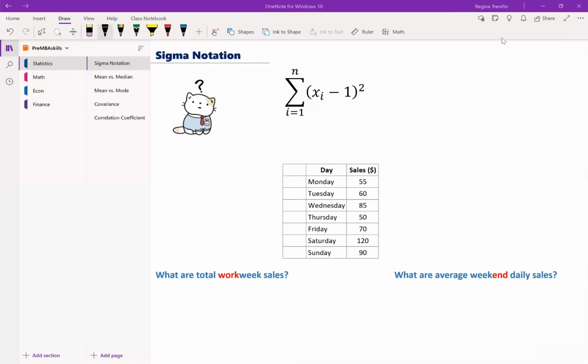Hi, I'm Dr. Regina Trevino, and in this video we're going to talk about sigma notation, which is also called summation notation because the Greek letter sigma denotes sum. The notation has different components.